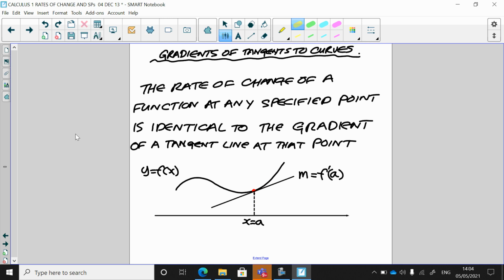Just to emphasize, the gradient of the line, which I'm referring to as m, and I'm just using the dash notation here, and the x value is a, so that's why I put that in. So the gradient of the line is actually equal to the gradient of the curve as well at that point.